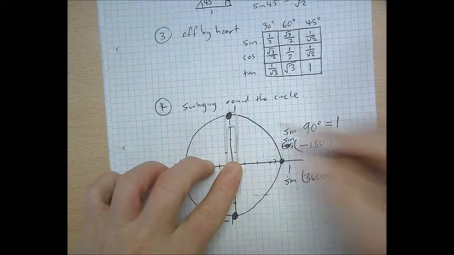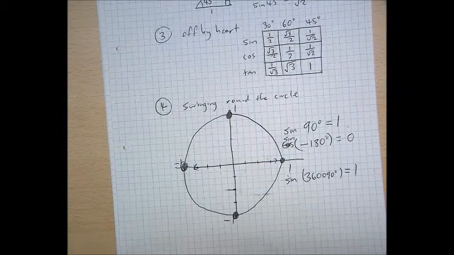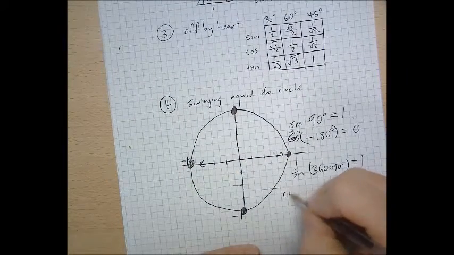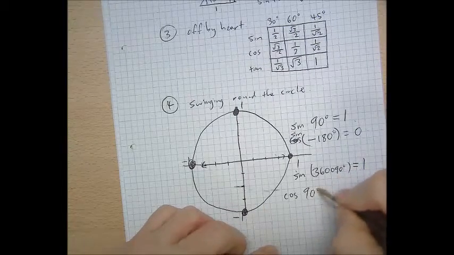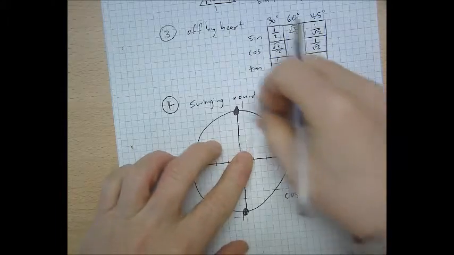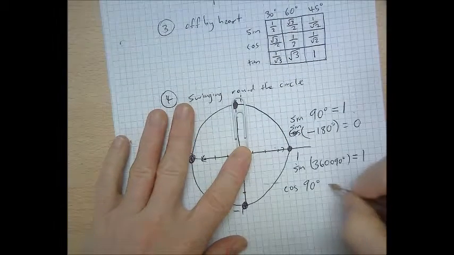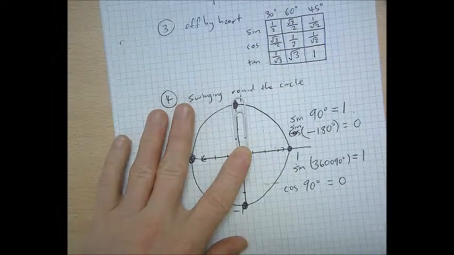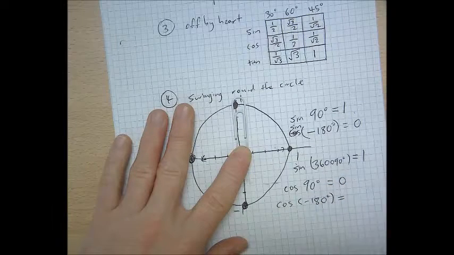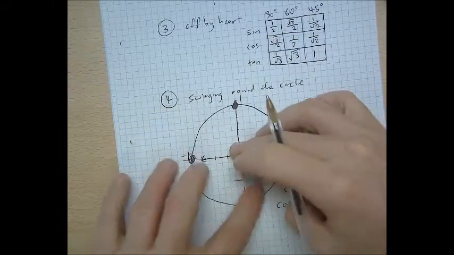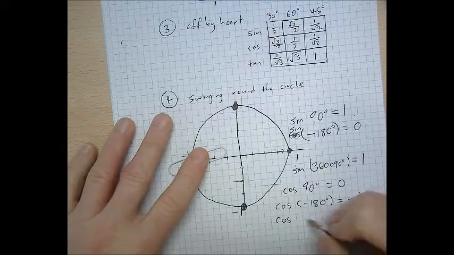If you get asked cos, then you do exactly the same thing. You take your angle, you swing that much anti-clockwise, or clockwise if it's negative, but this time you ask yourself what the x-coordinate is. So the x-coordinate of that fat dot, that landing position, is 0. If you swing negative 180, you end up there. The x-coordinate of that fat dot is negative 1. And let's say cos of 540. That's 90, 180, 270.